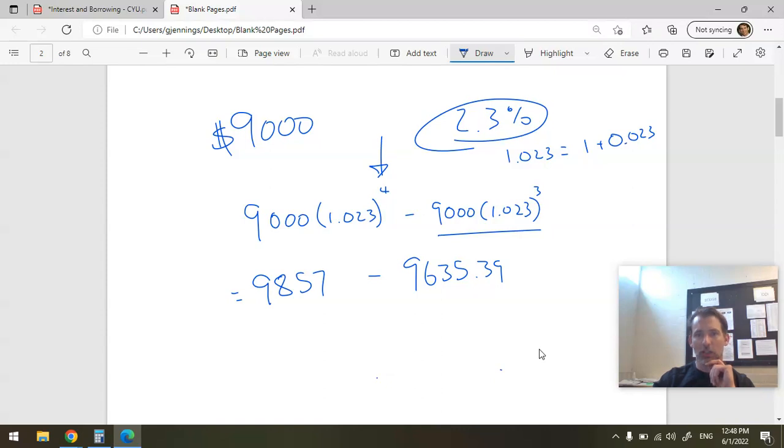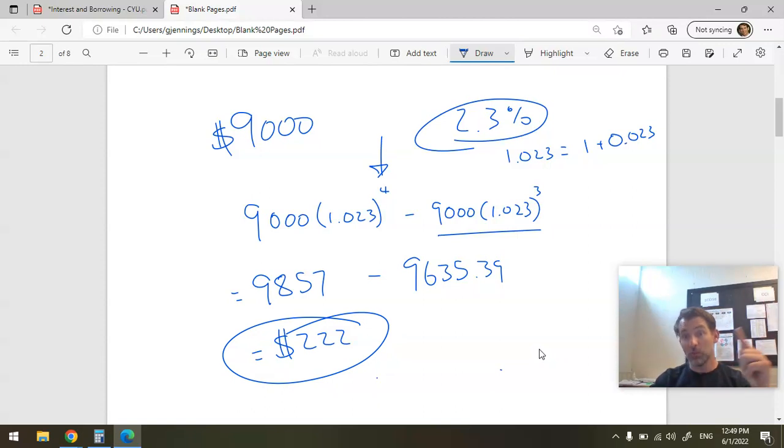When I do the subtraction, I find out that it's about $222. Cool, $222 or thereabouts. So notice that that's the amount of growth that happened between year 3 and year 4. That growth is the interest. So that's how you would do this type of problem.